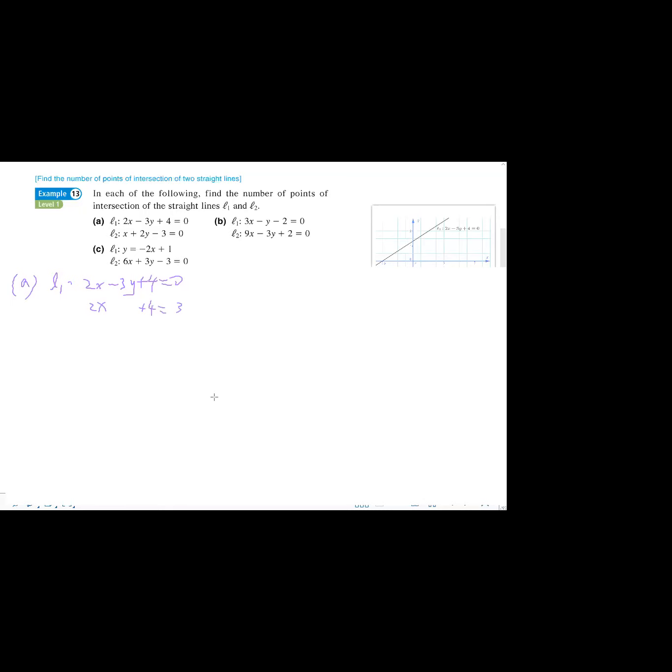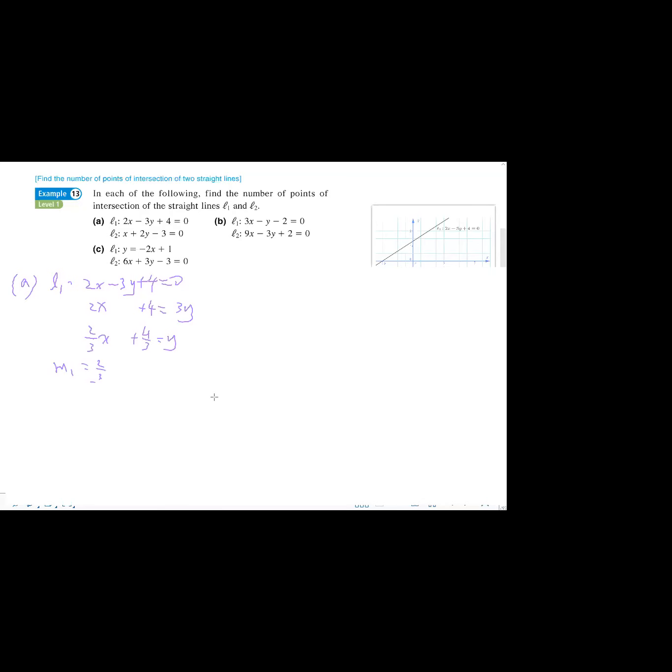So I'm going to keep the x term on the left. The y term moves to the right because I want the y term to be positive this time, because I want y to be the subject. And then divide by 3 on the left-hand side. It is like this. Okay? So m1 is equal to 2 over 3.